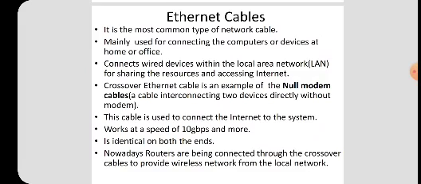Okay. This cable is used to connect the system to the internet. It works at a speed of 10 gigabytes per second and more. This Ethernet crossover cable is identical on both ends. Nowadays, routers are being connected through crossover cables to provide a wireless network from the local network. We already saw this cable connects wired devices within the local area network.